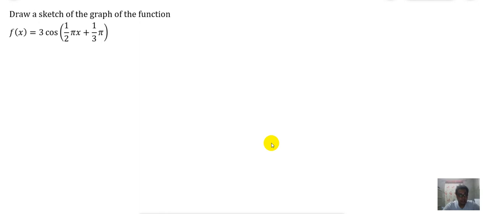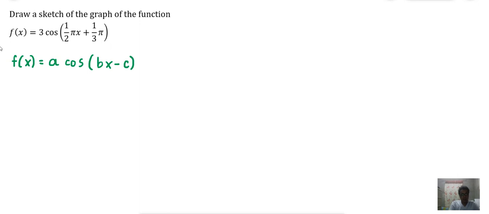Okay, to illustrate the different transformations that we have learned so far, let us have this example. Draw a sketch of the graph of the function f of x equals 3 cosine of 1/2 pi x plus 1/3 pi. Okay, so remember the general form of the equation is f of x equals a, since this is a cosine function, so cosine of bx minus c.